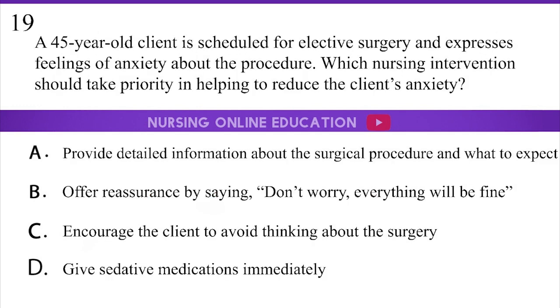19. A 45-year-old client is scheduled for elective surgery and expresses feelings of anxiety about the procedure. Which nursing intervention should take priority in helping to reduce the client's anxiety? A. Provide detailed information about the surgical procedure and what to expect. B. Offer reassurance by saying, don't worry, everything will be fine. C. Encourage the client to avoid thinking about the surgery. D. Give sedative medications immediately.